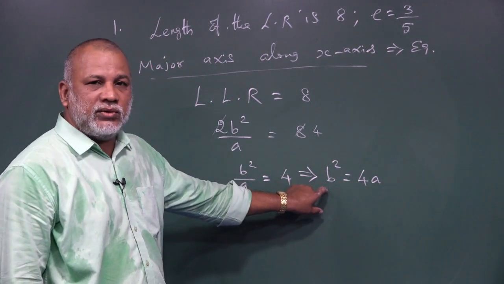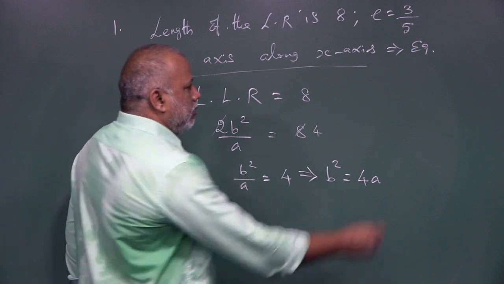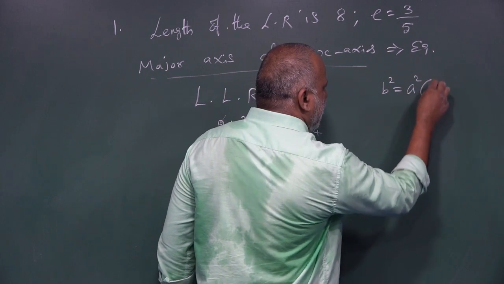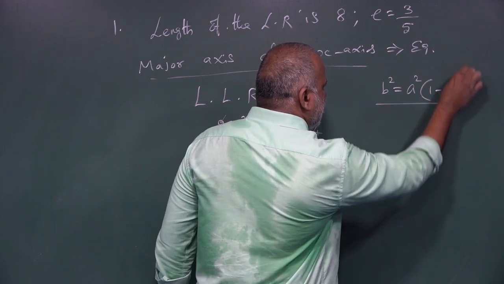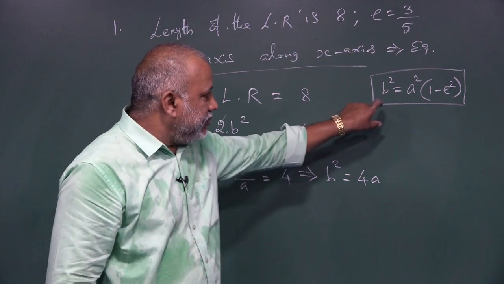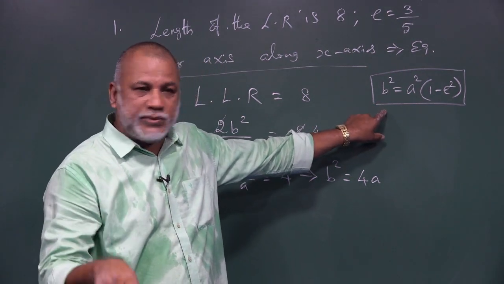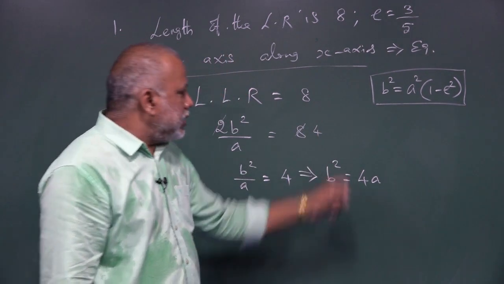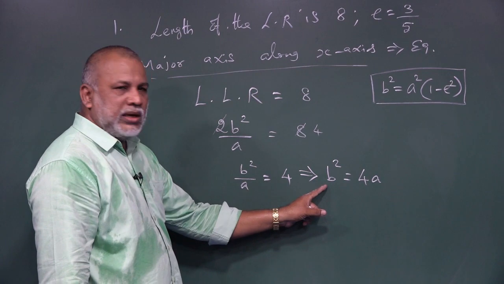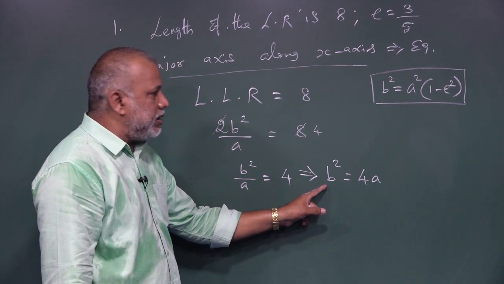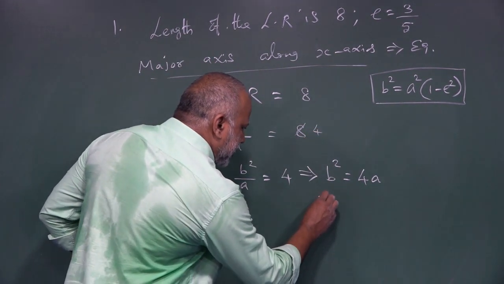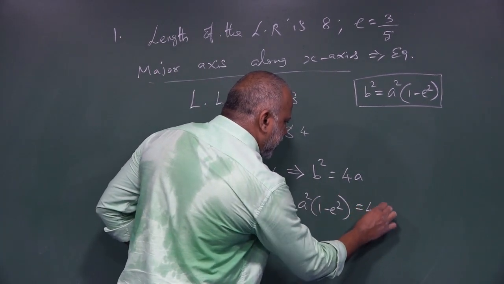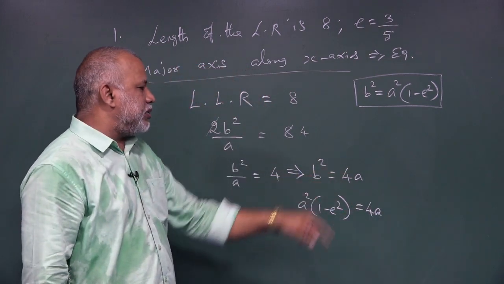From the derivation, we already know the value of b squared. What is the basic value of b squared? b squared equal to a squared of 1 minus e squared. This is the standard result. When we derive the equation of an ellipse, we use this concept: b squared equal to a squared of 1 minus e squared. So I can replace this b squared. Instead of b squared, I can write a squared of 1 minus e squared equal to 4a.